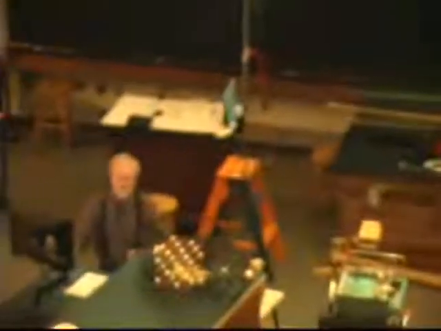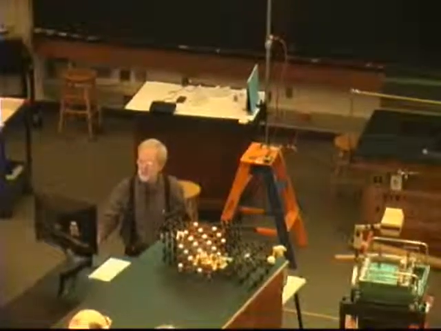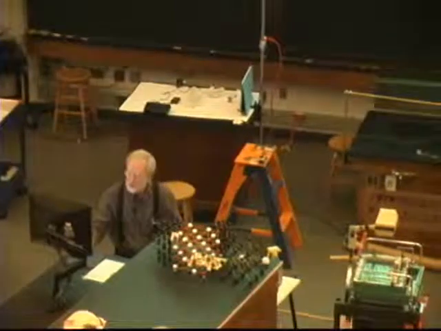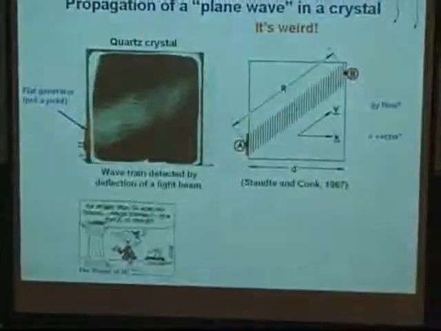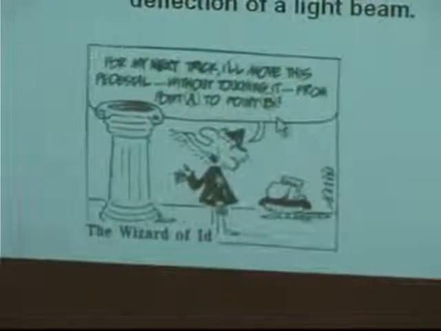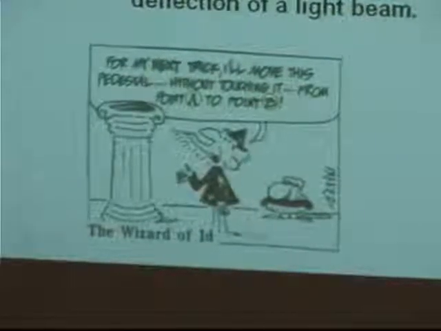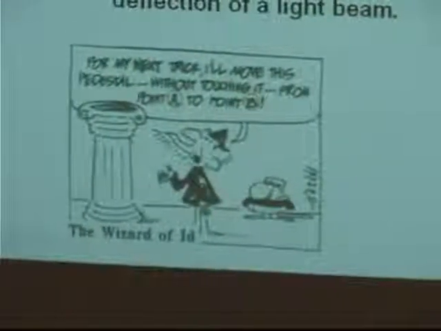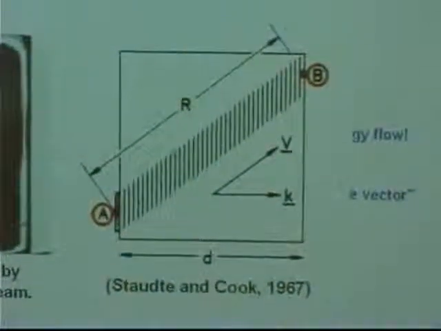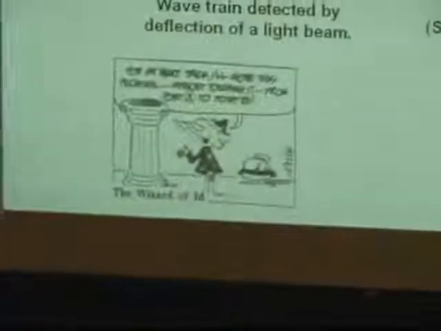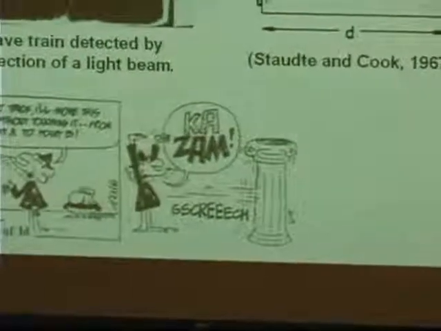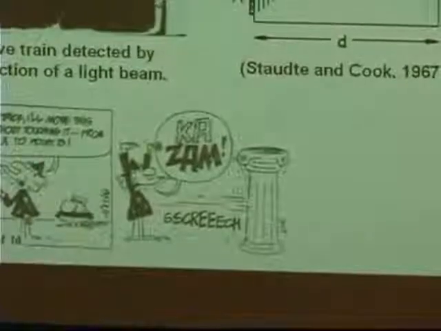And in part because, well, let's see. I'm going to try and explain this. First we'll say the Wizard of Oz. For my next trick, I'll move this pedestal without touching it from point A to point B. There's point A, and there's point B. Okay, well, he doesn't know about this stuff. But anyway, the king is over there looking like, okay, he's never much impressed with the wizard. Kazam! The wizard does it. Oh, and the pedestal screeches to a halt there.